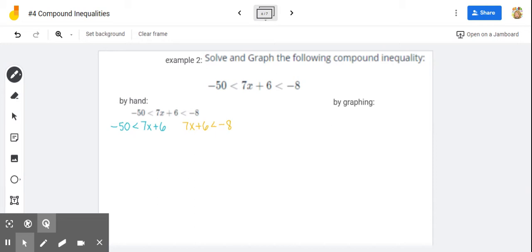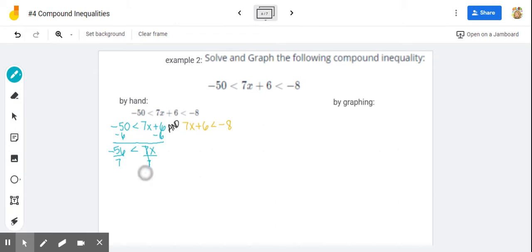Now, because we split this into 2 and they were sandwiched together, that means that this inequality was an and statement. So now we can actually solve and go through like normal. So I want to get 7x by itself, so I'm going to take away 6 from each. To get x completely by itself, we are going to divide by 7 in front of my x. So we end up getting negative 8 less than x.